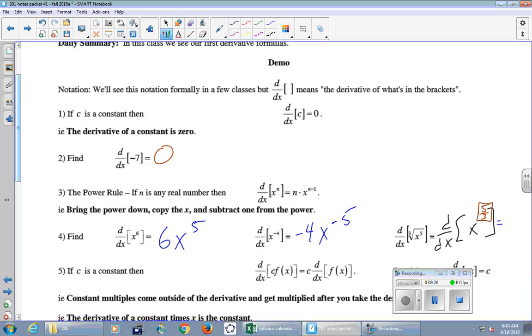So what comes down? 5/3. What gets copied? x, and then we subtract 1 carefully. What do we get? 2/3, right? No calculators, please. 2/3. Questions on that one?